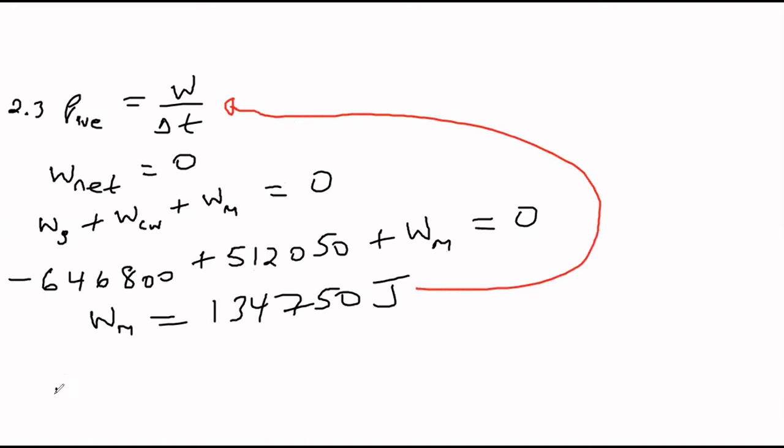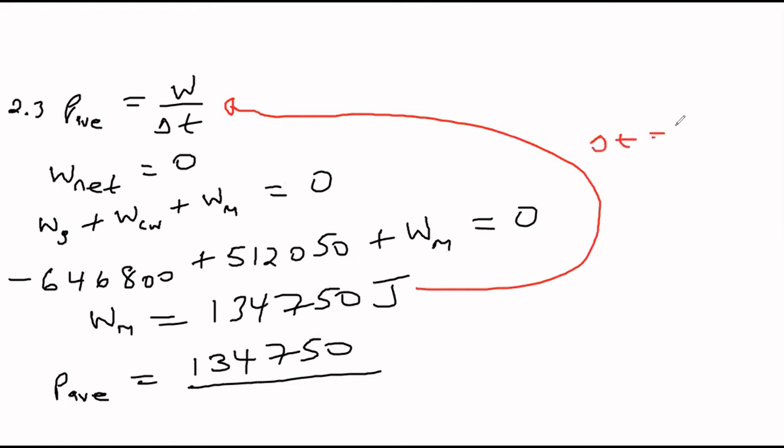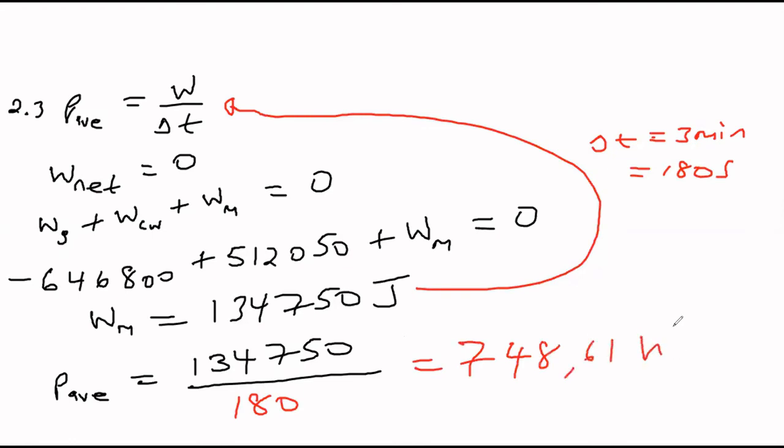Then we get the average power of the motor. Now we have the time in seconds. Delta T is 3 minutes, in seconds is 180. So the answer, 134,750 divided by 180, gives us 748.61 watts. That is the power. Let's go back to our notes.